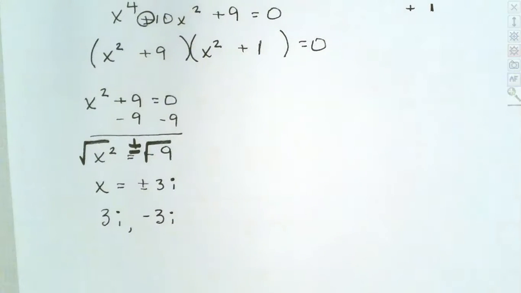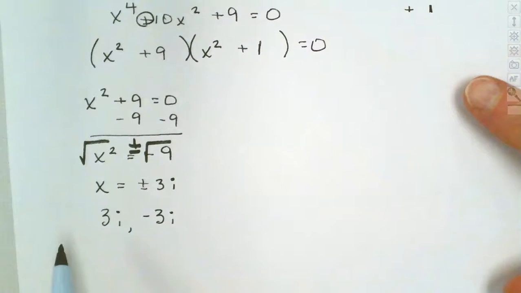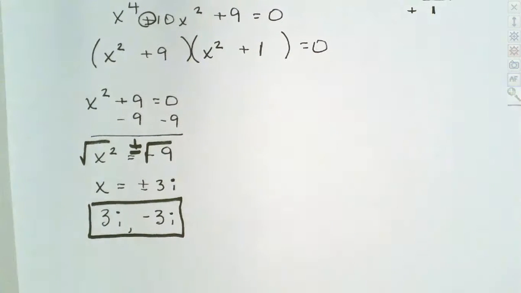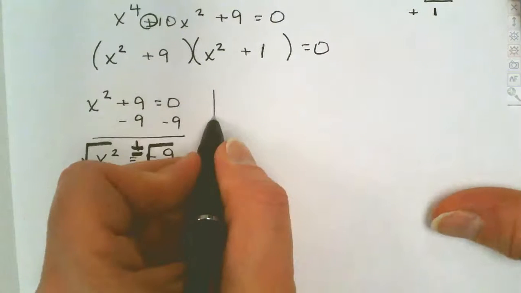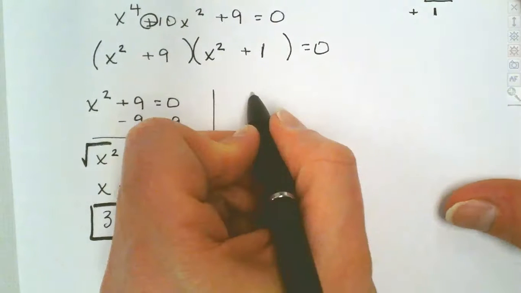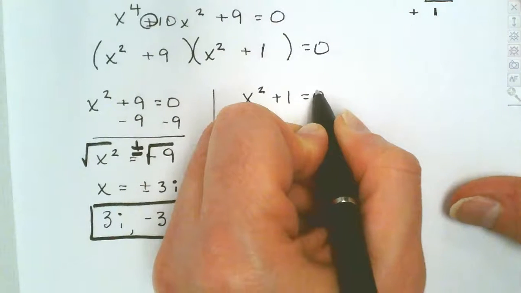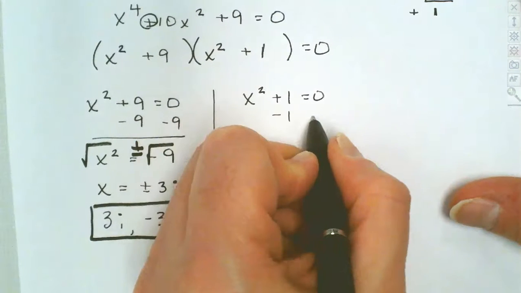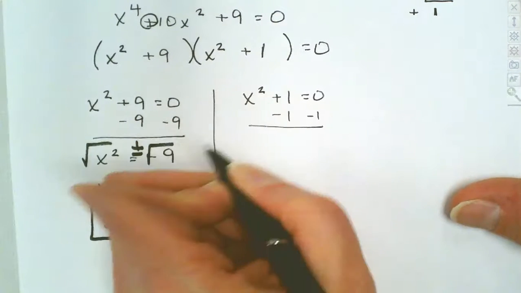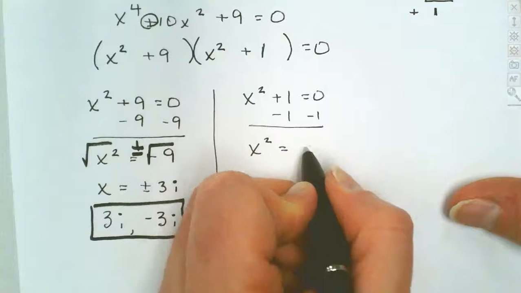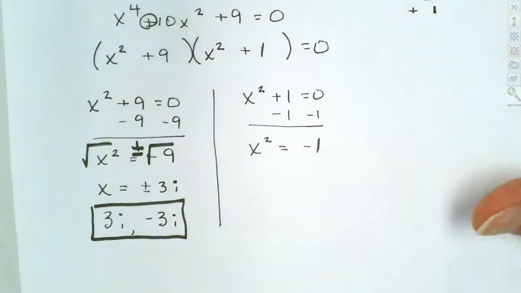These are not difficult problems to solve. They just take a little bit of extra time. That's half of it. How do we get the other half? Now the other one is x squared plus 1 equals 0. We'll move that 1 over with subtraction. And that leaves us then with x squared equals now a negative 1.